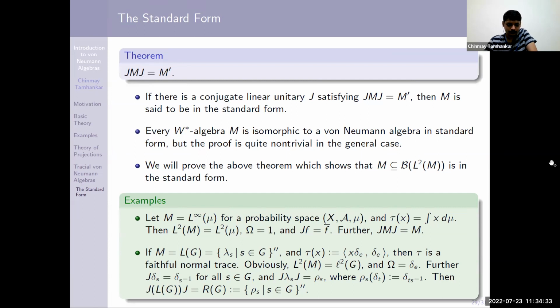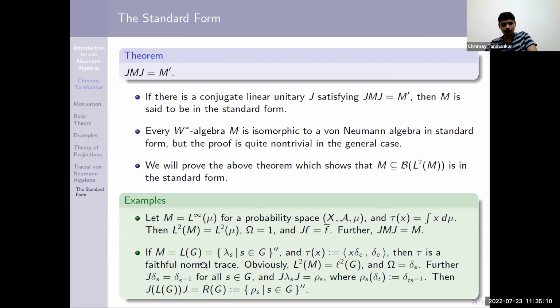So before going to the proof, we will see some examples of this standard form. So if M is equal to L infinity of mu for some probability space, then tau of x defined by integration is a faithful normal trace on M. And the GNS space is given by just L2 of mu, omega is equal to 1, and this J map is given by f maps to f bar. And further, this JMJ is actually equal to M. So M is its own commutant in this case.